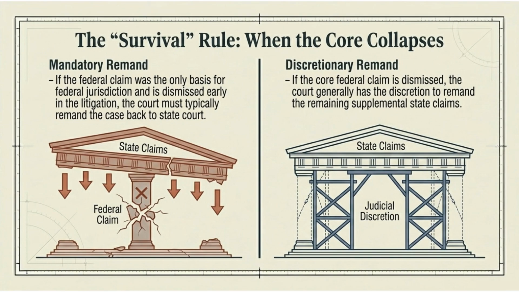This slide addresses what happens when the federal anchor claim collapses. If the only basis for federal jurisdiction disappears early, the court usually should not keep the remaining state law claims. Sometimes remand is practically mandatory, especially when there is no independent federal basis left. In other situations, the court has discretion and may consider judicial economy, convenience, fairness, and comity. The important distinction is between having no federal foundation left and having a discretionary reason to keep or remand the related claims. On an exam, identify the timing of dismissal and whether any independent jurisdiction remains.